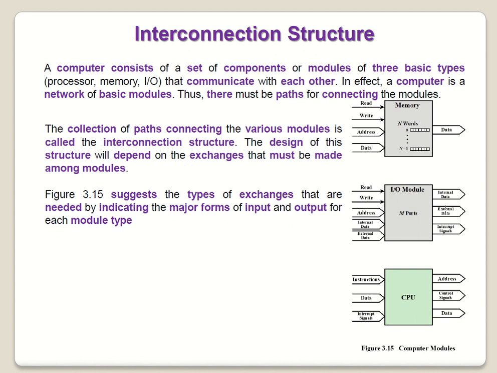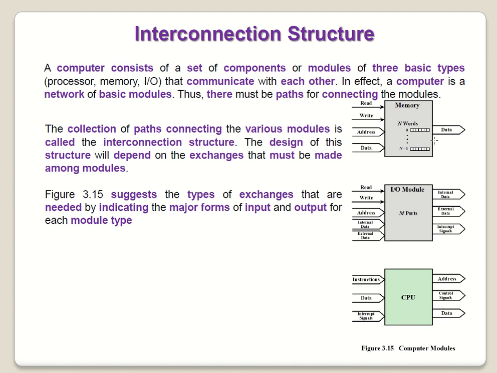Here on this side, you see three modules: the memory module, the I/O module, and the CPU. These three computer modules suggest the types of exchanges that are needed by indicating the forms of input and output of the modules. Okay, fine.